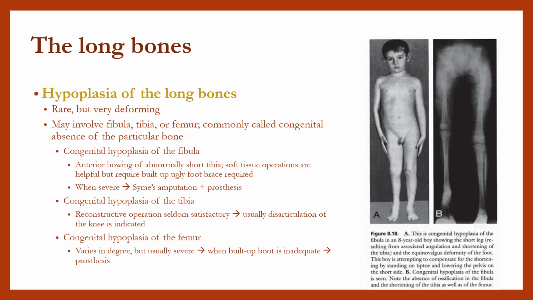For congenital hypoplasia of the tibia, reconstructive operation is seldom satisfactory. Usually, disarticulation of the knee is indicated. For congenital hypoplasia of the femur, it varies in degree but is usually severe. When a built-up boot is inadequate, use a prosthesis.